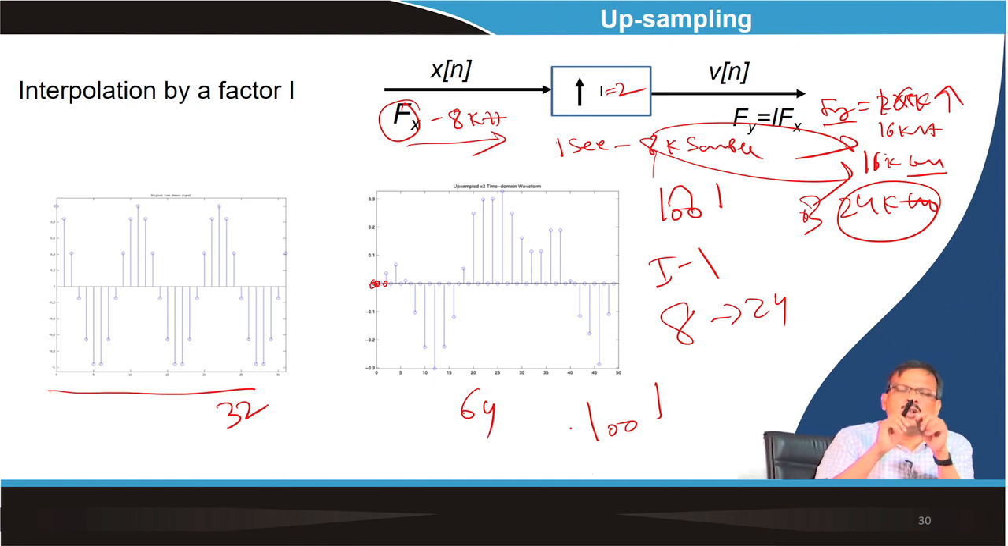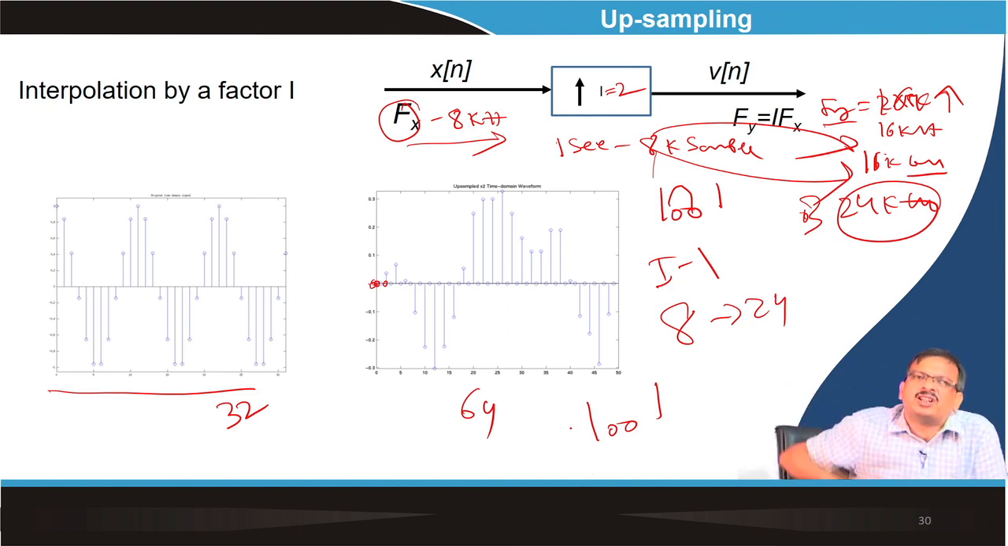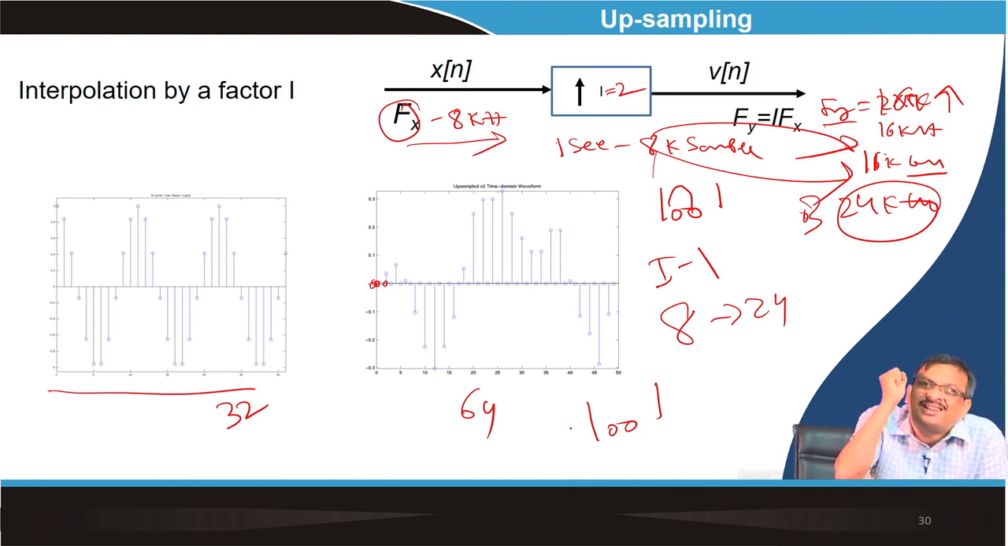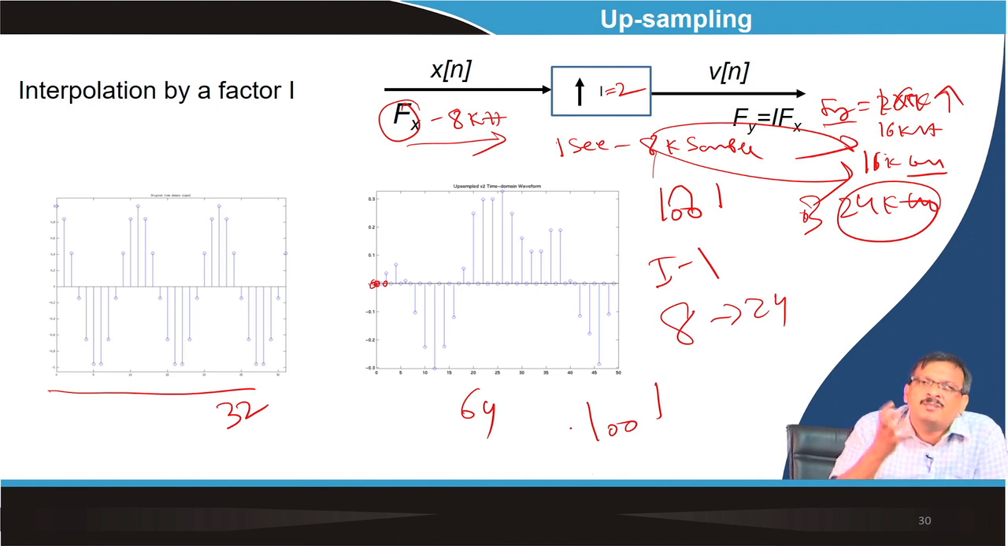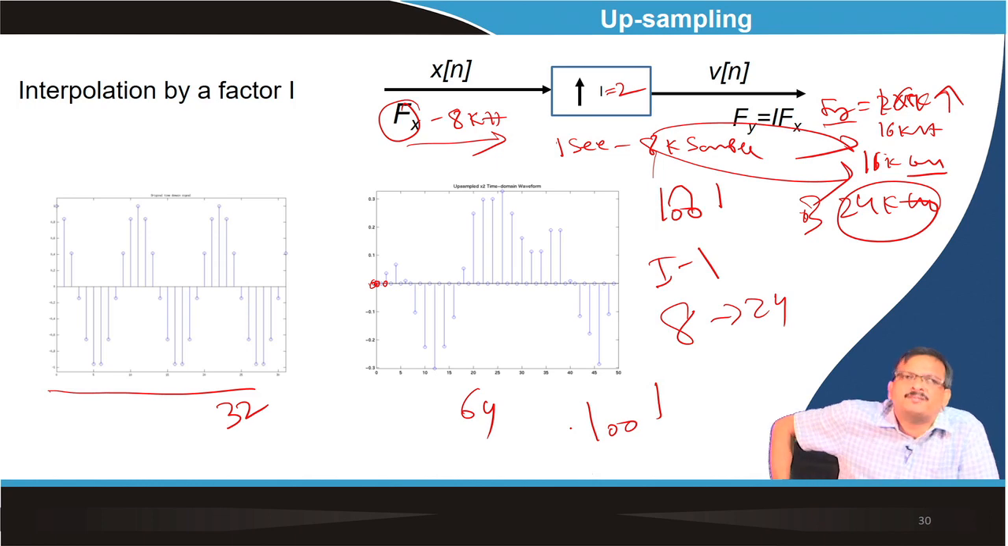So I can put 0. There is a sample value, there is a sample value, and I put a 0 between them. So what am I doing? I am interpolating the curve. So upsampling is nothing but interpolation. Downsampling is nothing but discarding. I have discarded the samples. Here I am inserting samples. That is why it is called interpolation.